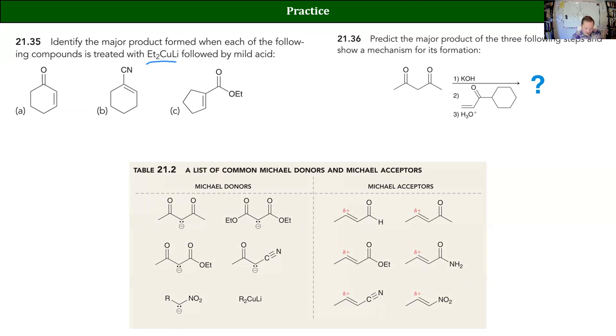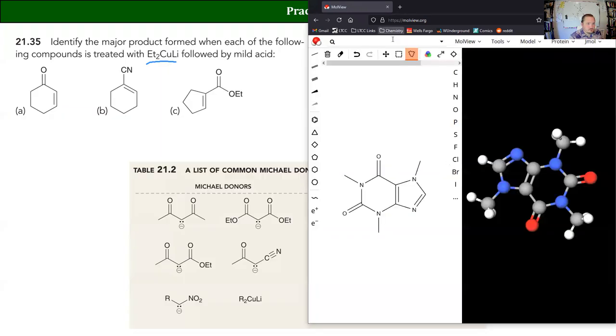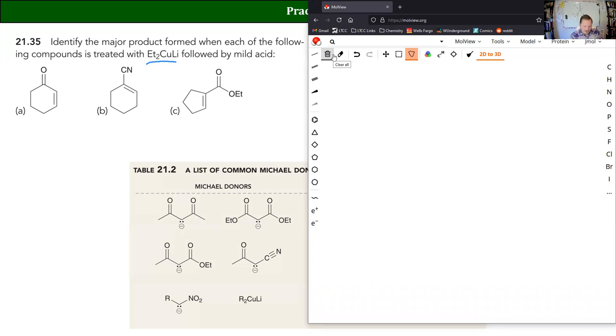So we're gonna end up adding, and let me get a blank screen on the right-hand side so I can. So for A, we're gonna end up adding an ethyl group to the beta carbon and not touching the carbonyl. So we break up the carbon-carbon pi bond.